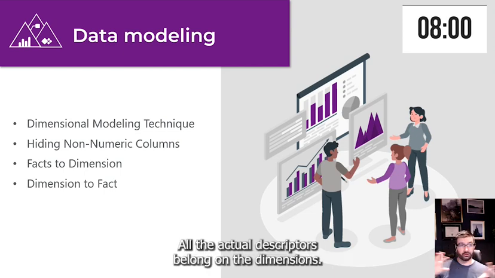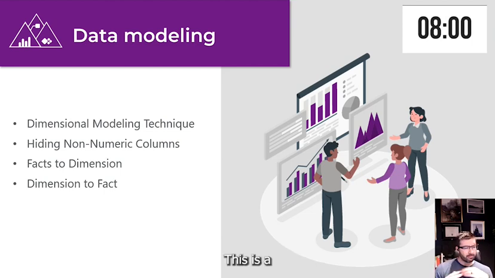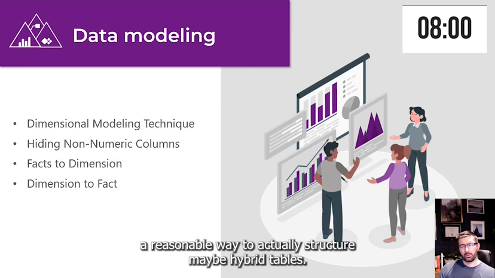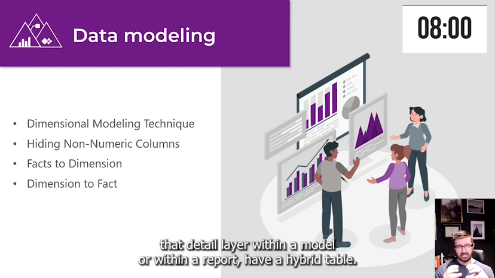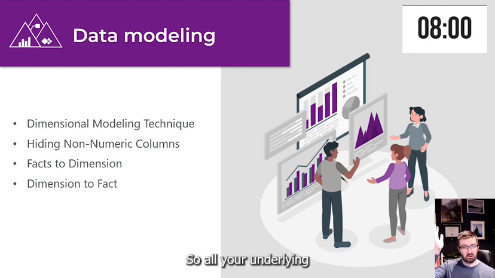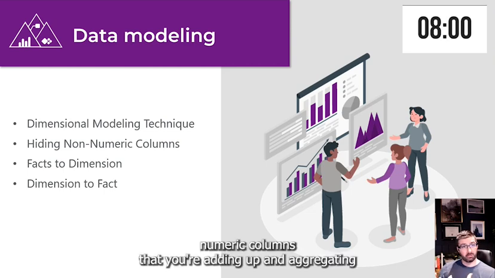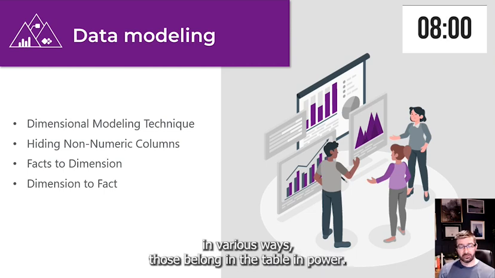All the actual descriptors belong on the dimensions. This is a reasonable way to structure hybrid tables. So if you need that detail layer within a model or a report, have a hybrid table. All your underlying numeric columns that you're adding up and aggregating in various ways belong in the fact table in Power BI.